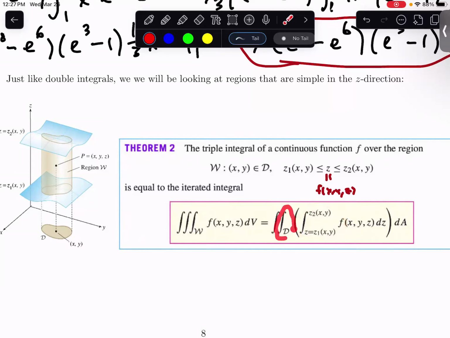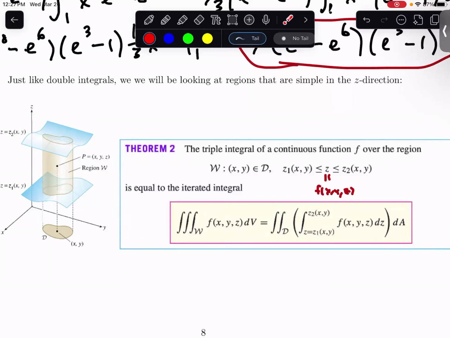This second integral is going to be bounded by a function of a single variable. And then the final integral will be just in terms of constants, right? So for every integral from the innermost to the outermost, you're always losing one variable in your bounds. That's something important to remember.